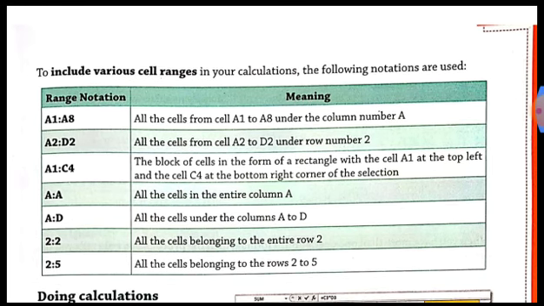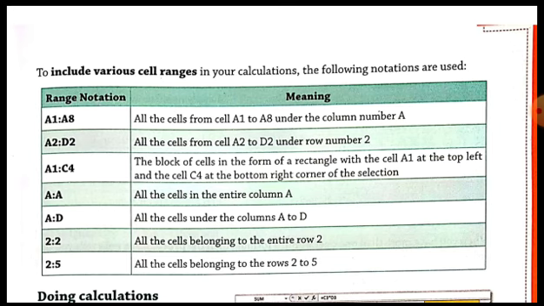So for example, A1 to A8 will denote what? They will denote all the cells from cell A1 to A8 under the column A. Similarly, A2 to D2 means what? All the cells from cell A2 to D2 under row number 2. Okay, so we know the numeric number is for the row, and the alphabets denote the column. So A2 to D2 means all the cells in row number 2 from cell A2 to D2.